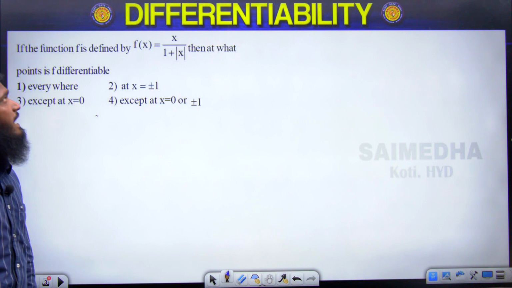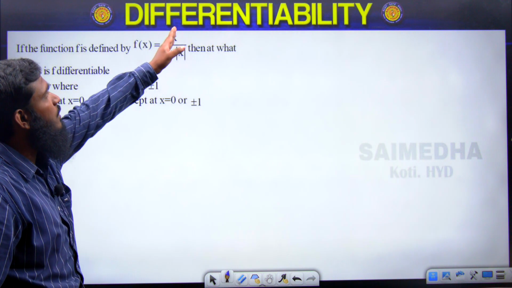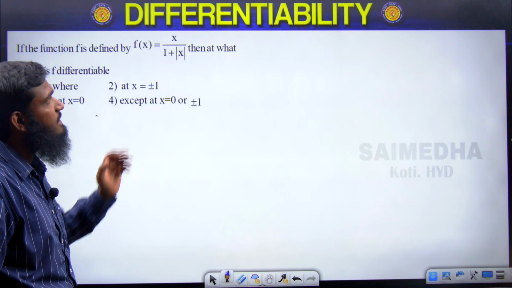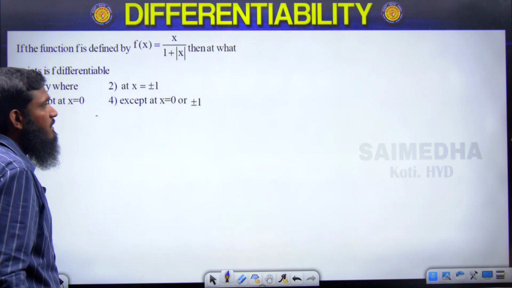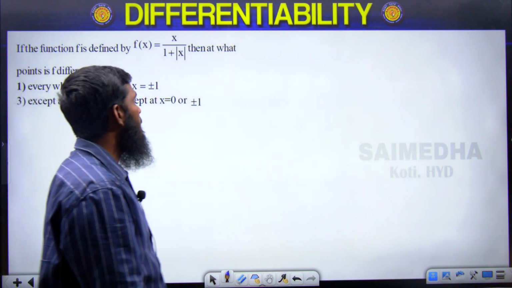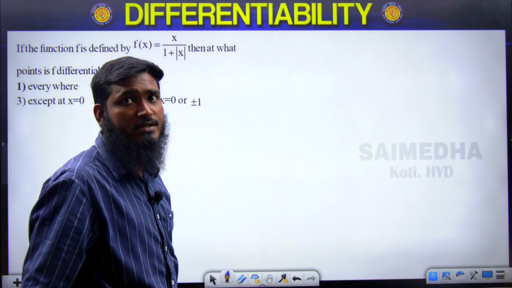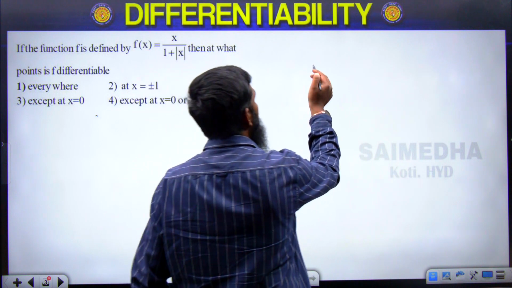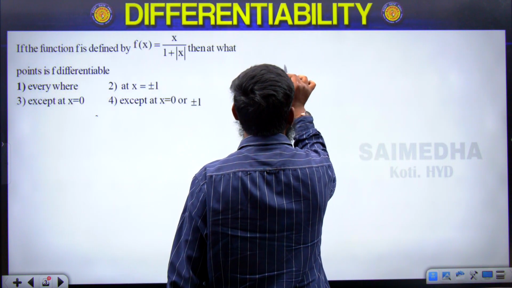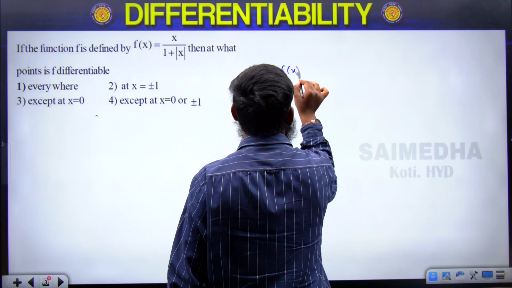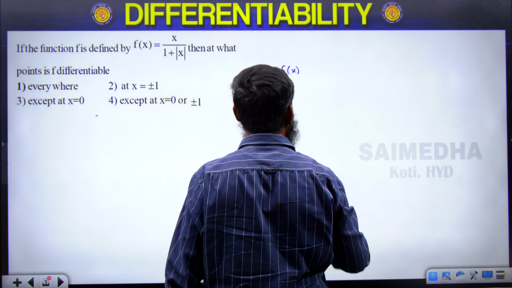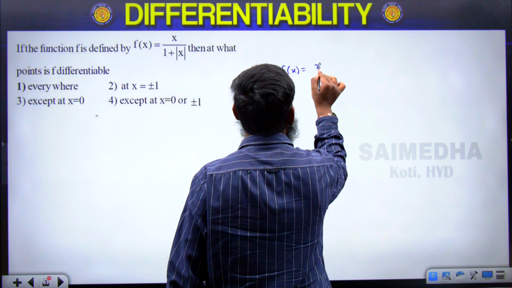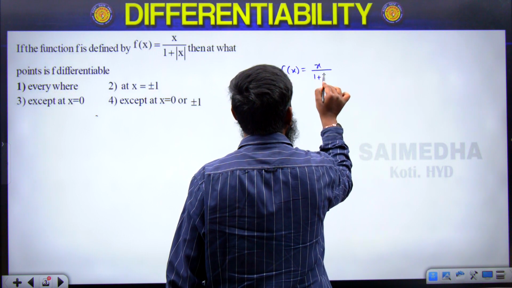If the function f is defined by f of x equals x by 1 plus mod x, then at what point is f differentiable? Okay, now let us take this part. Again we are having a mod function over here. Just now what I have told you, we have to convert this one. f of x is equal to x divided by 1 plus mod x.